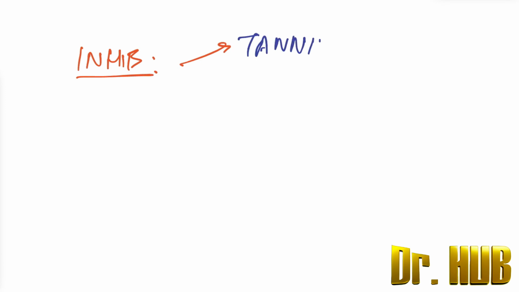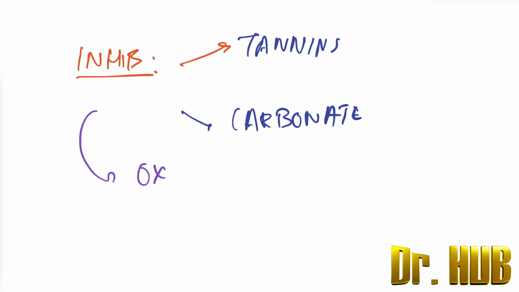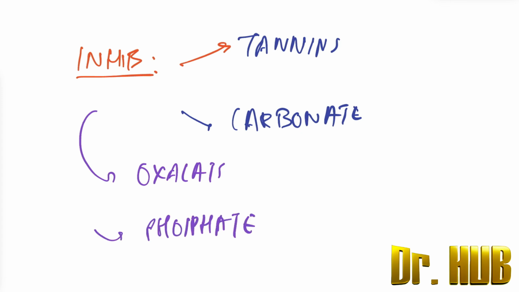Next we have the inhibitors. Inhibitors of iron absorption include tannins. Next there can be the presence of carbonates, then the presence of oxalate. So tannins, carbonates, oxalates, as well as the presence of phosphates.